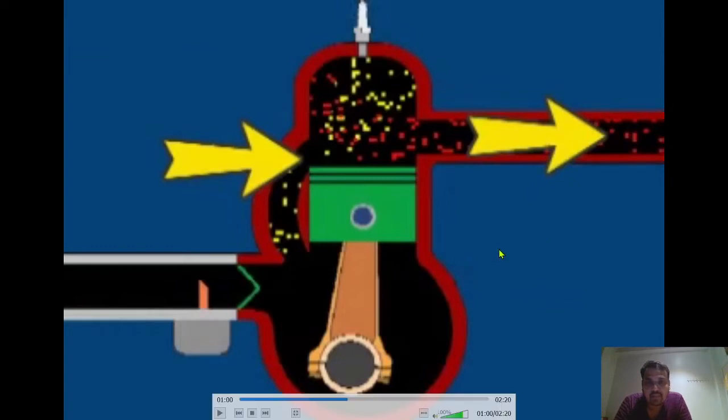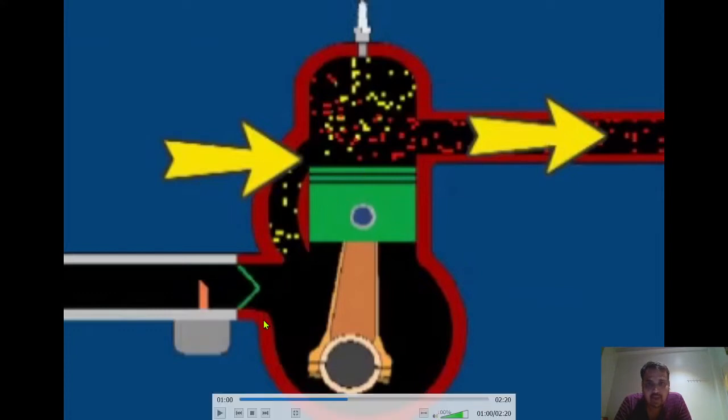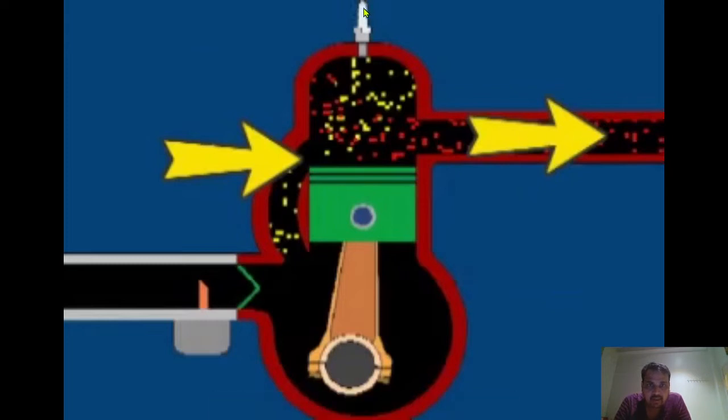So, please understand the things with the help of this video. Again, here we have the crankcase. This is the piston, this is the connecting rod, and here is the crankshaft. This port is the inlet port, this port is the transfer port, and this is the exhaust port. Okay, and here is the spark plug.